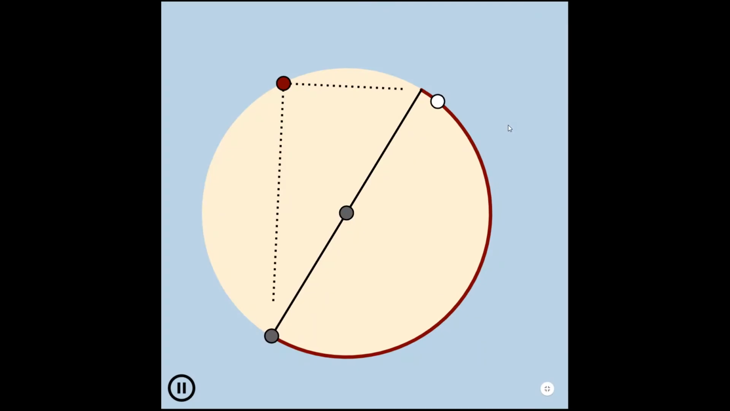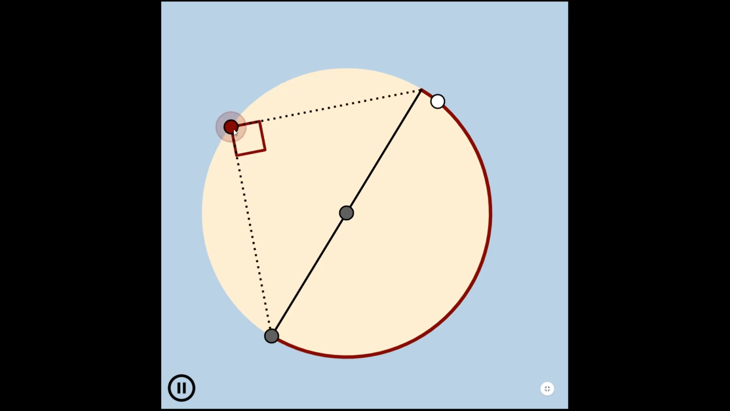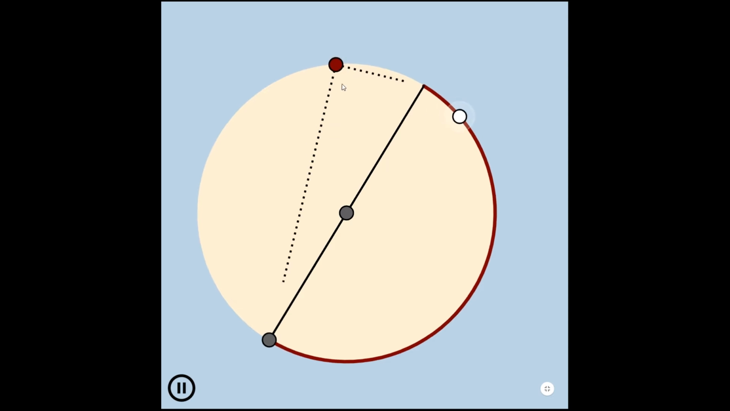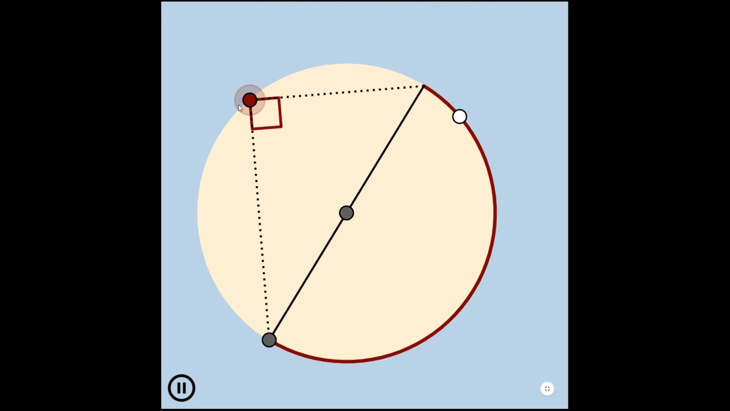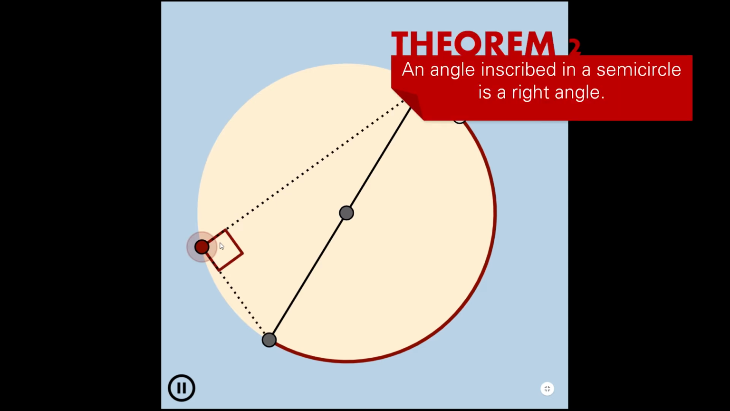Now, for theorem number 2, let's watch this animation. Theorem number 2. Now, theorem number 2 states that an angle inscribed in a semicircle is a right angle.